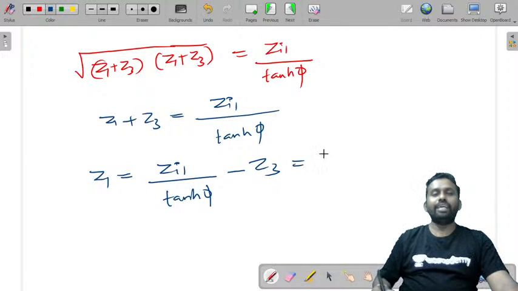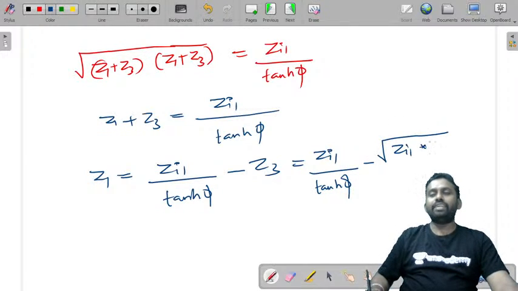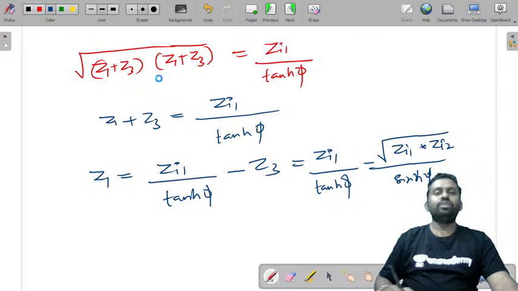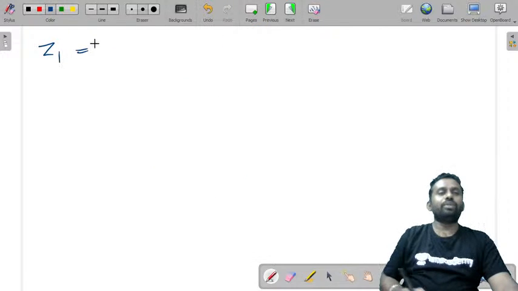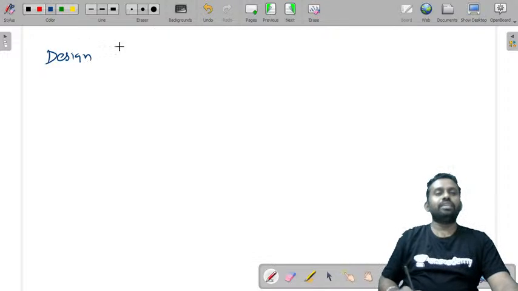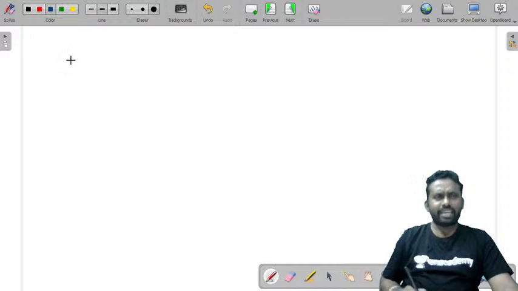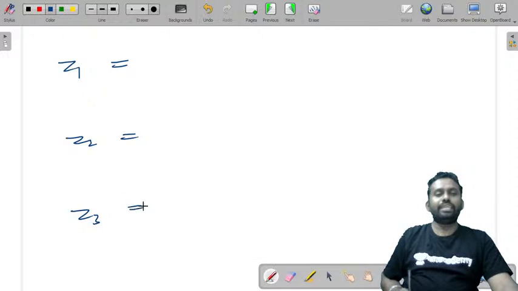So we already know that Zi1/tanh(φ) − Z3 is √(Zi1·Zi2)/sinh(φ). So now we know the values of Z1, Z2 and Z3. Design equations we will write by considering only purely resistive elements. Now let us write Z1, Z2 and Z3.